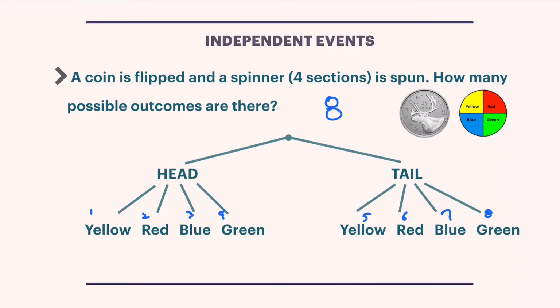But another way of thinking about it is that we have 2 possible outcomes from flipping a coin. And then from a spinner, we could have 4 possible outcomes. So in total, we have 8 possible outcomes. So when you have multiple independent events, all you have to do is multiply the possible outcomes of each of them, and you get the total number of possible outcomes.